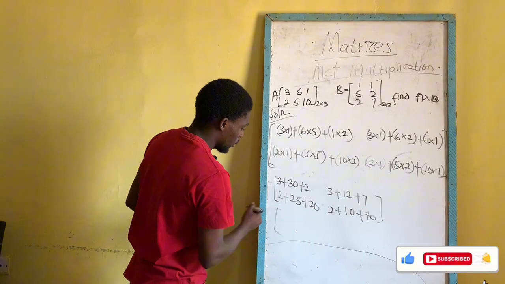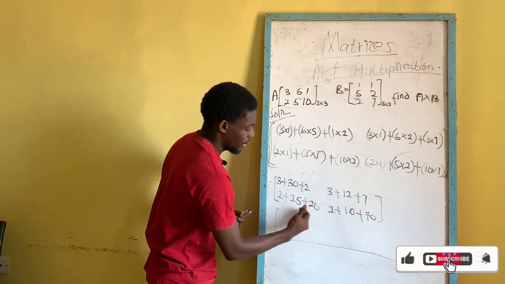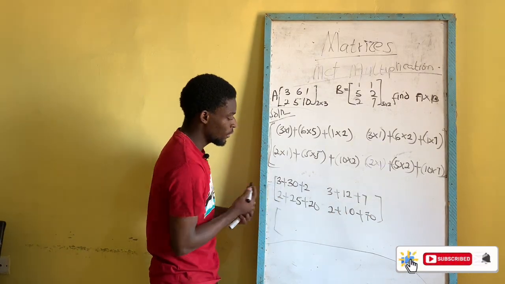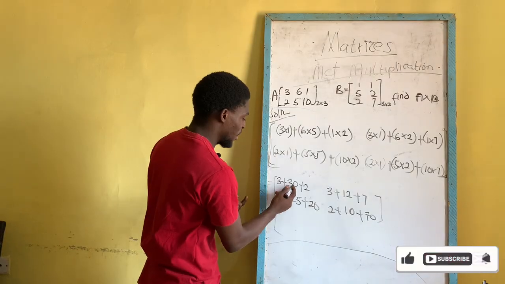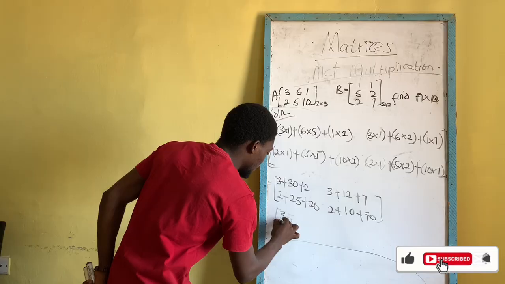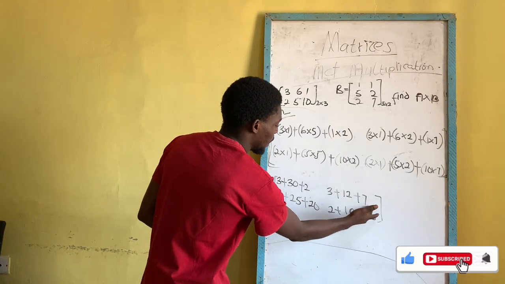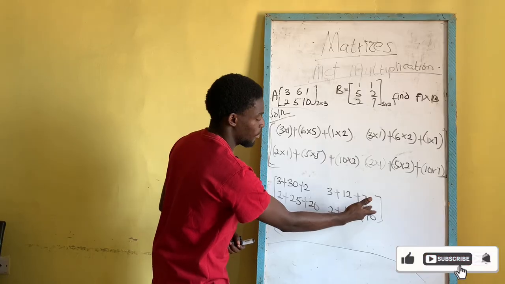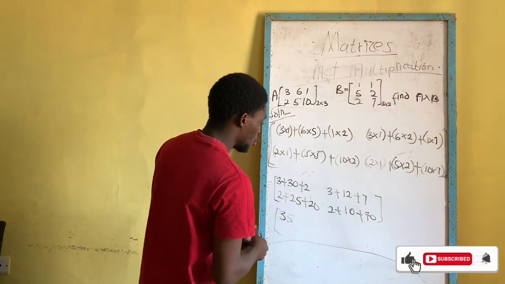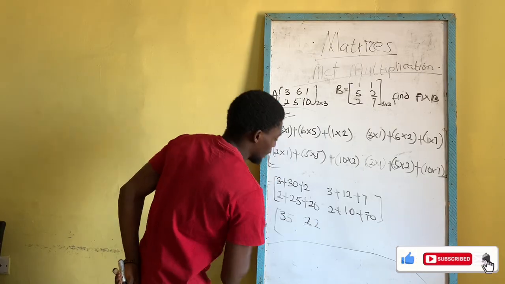So we have this element. You have element 1, element 2, element 3, and element 4. So 3 plus 2 gives us 5. 5 plus 30 is 35. So you have 35 as our first element. Now let's look at the second element. We have 7 here and 3 here. 7 plus 3 is 10. Then 10 plus 12 is 22. So we have 22 as our second element.